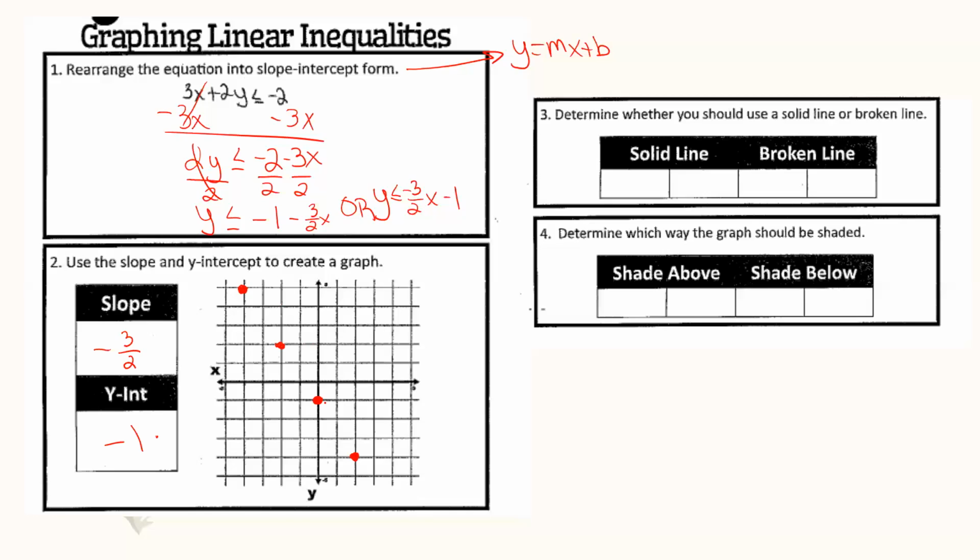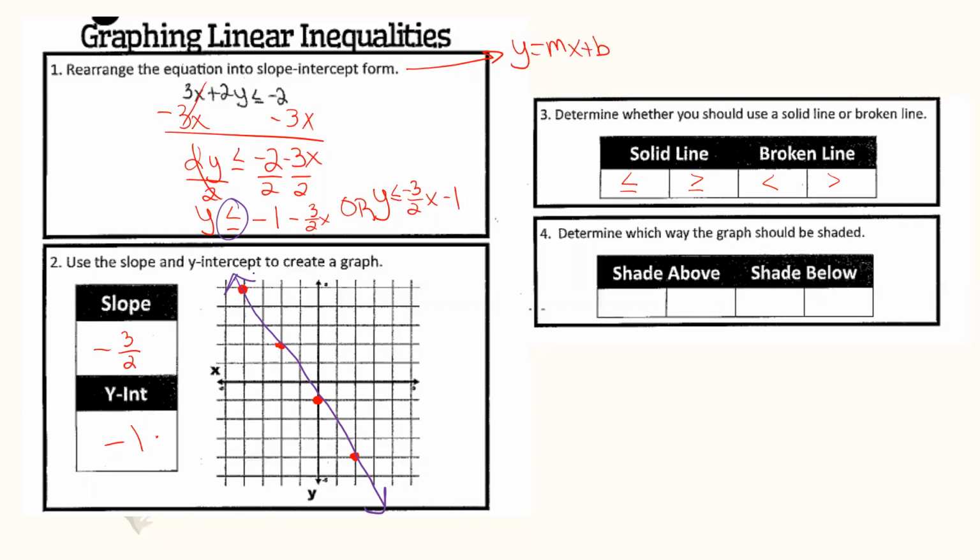All right, now moving on to step 3. This is where things are just a little bit different. We need to determine whether we should use a solid or a broken line. It's going to be a solid line if it's an equal to, a broken line if it's just less than or greater than. So if we go back to our problem here, since we have a less than or equal to sign, it's going to be a solid line that we are drawing.